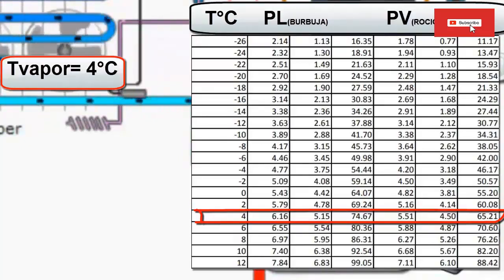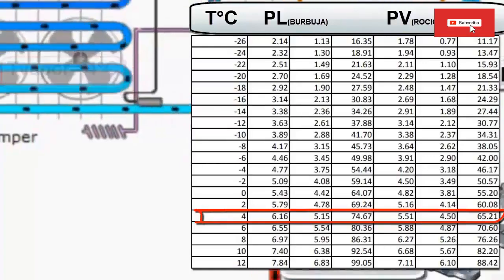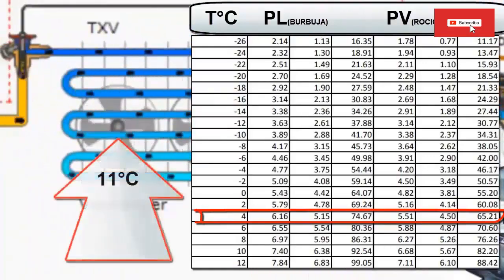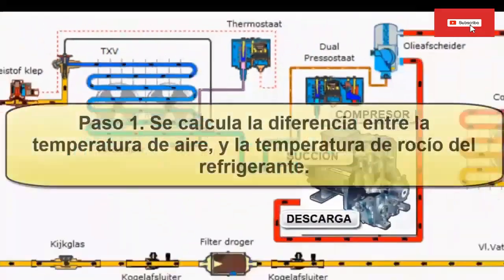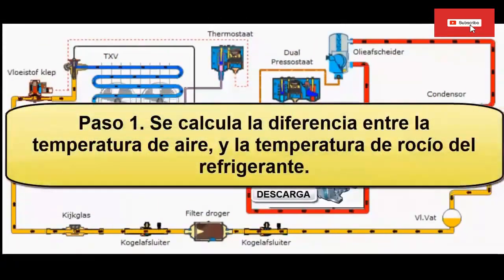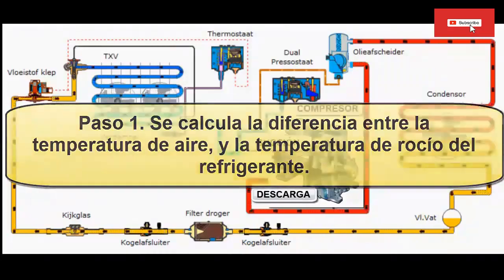The thermostat is set by the user at 10 degrees Celsius. The air temperature, which comes from the cold room and enters the evaporator, is currently 11 degrees Celsius. To carry out the evaluation of our installation, we are going to develop the following steps. Step 1. The difference between the air temperature, which will pass through the evaporator, and the dew point temperature of the refrigerant is calculated. This must be done just before reaching the desired temperature inside the cold room.